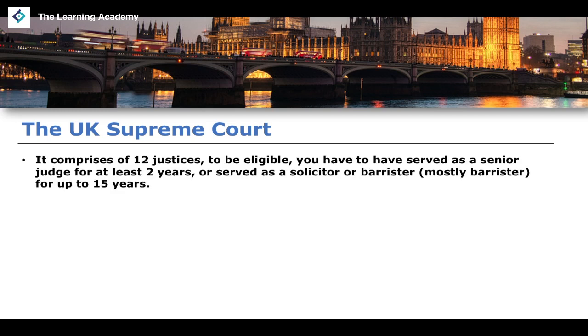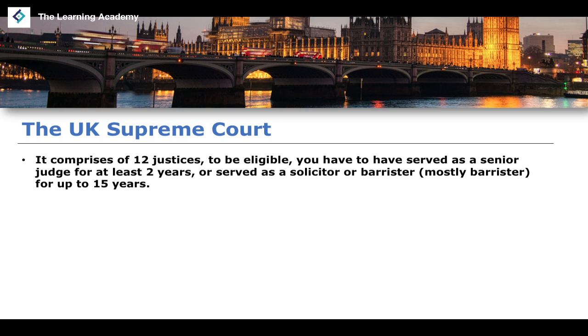Now, in terms of the structure of the court, it comprises 12 justices. To be eligible to be one of these members of the Supreme Court, you have to have served as a senior judge for at least 2 years, or you would have to have served as a solicitor or a barrister, mostly a barrister. Mostly barristers are the ones that get picked to the Supreme Court, for up to 15 years.